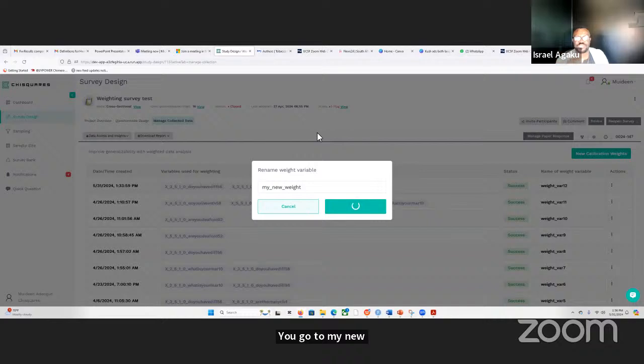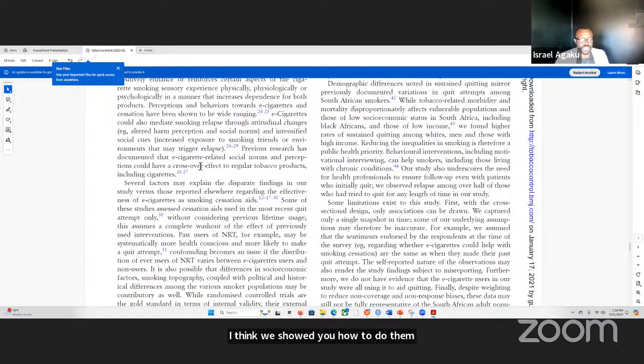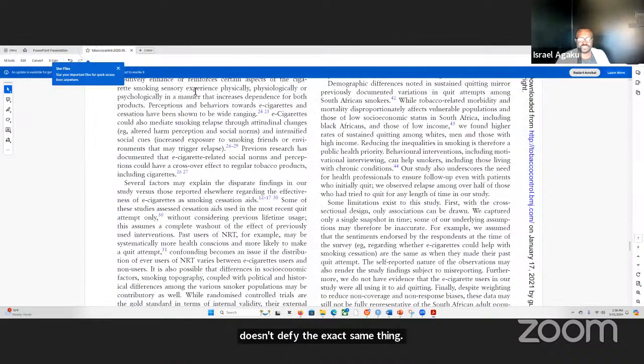But the use of a weight will be similar to what we discussed earlier. I think we showed you how to do it, let me see if I can find the manual. I can't figure out where the manual is now, but in the manual, you have how to account for weights. It's exactly the same process for incorporating those weights as you have in the manual. Any other questions? Let's see.